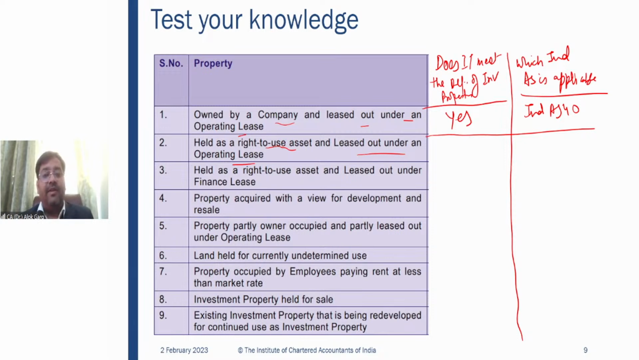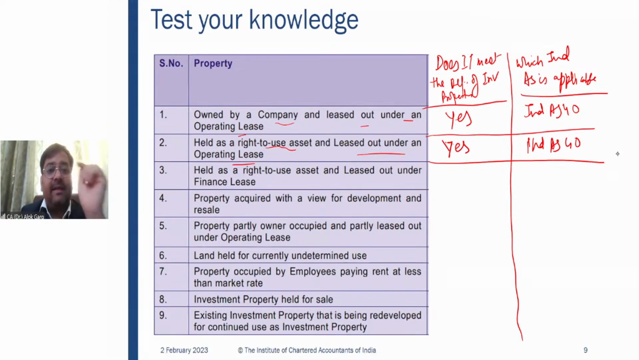So tell me whether it is meeting the definition of investment property or not. Yes. The objective is rental purpose. The objective is earning rental. It is meeting the definition of Ind AS 40. The ROU will be classified as investment property. Right, guys?